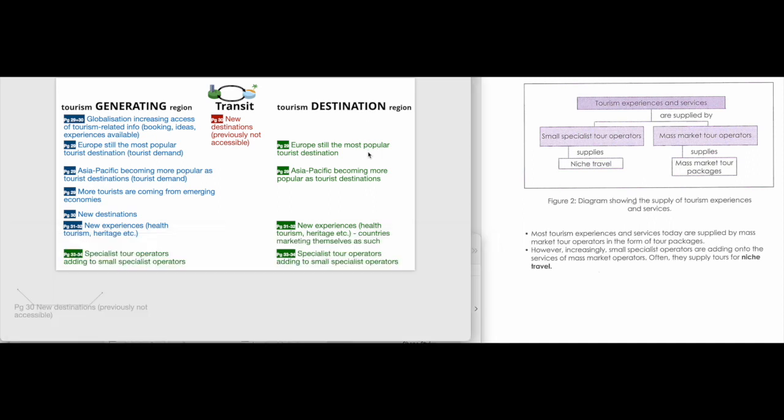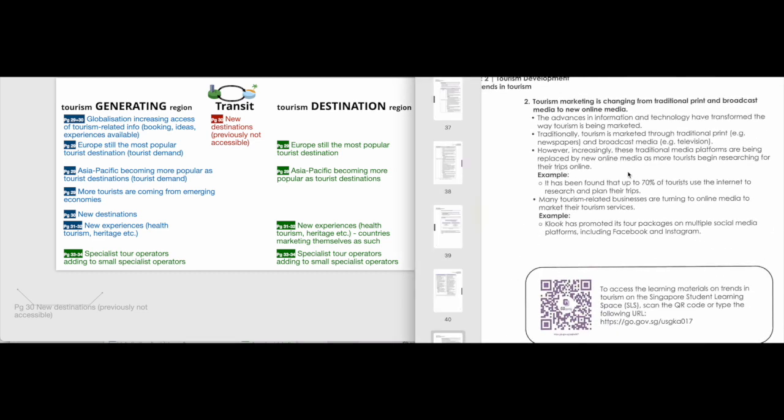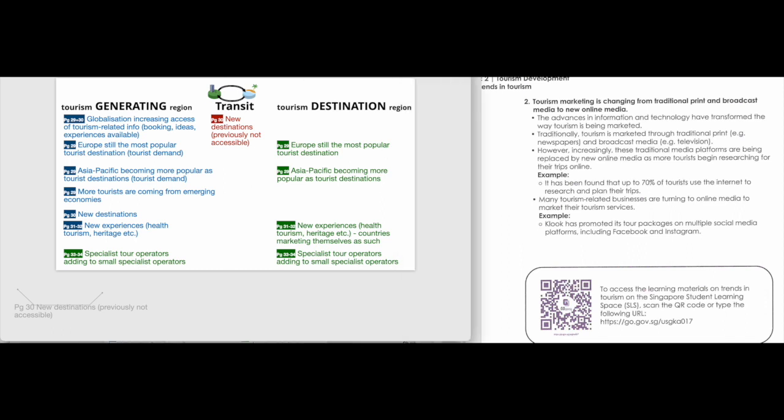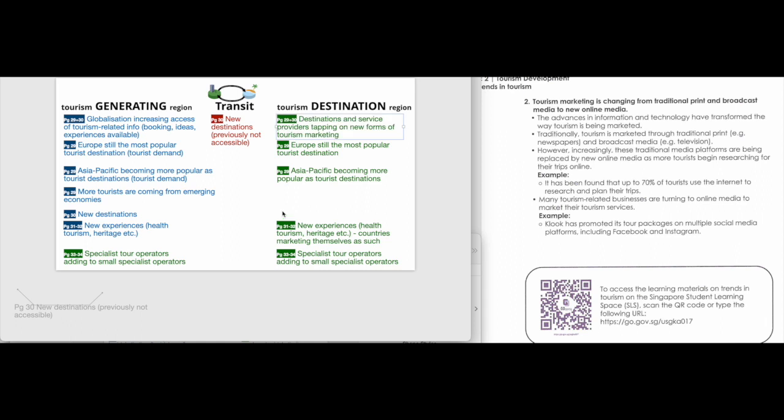All right, lastly, we have this over here. Tourism marketing has changed. Where do I put this? Is it a TGR, transit, or TDR thing? Many of you would consider that this is more of a TDR thing. This is actually page 32.